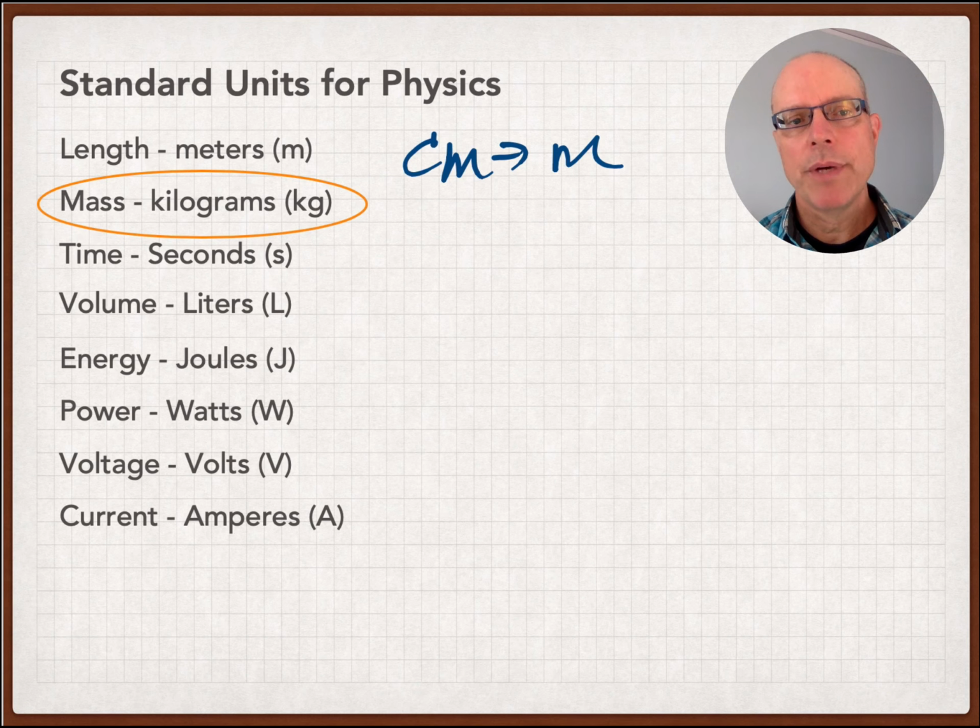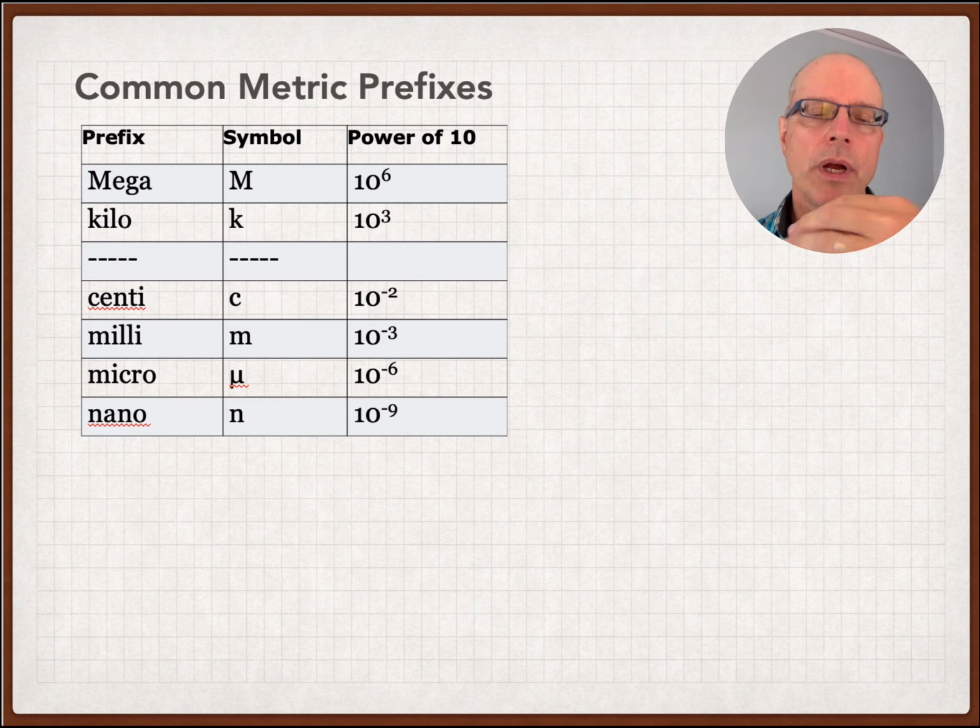Okay, so we'll show you a couple of examples, but before we do that, I want to introduce this table of metric prefixes. The table you're looking at right now is going to be something that you're given on every quiz or test, so you don't have to memorize it. But these are the 6 most common prefixes and the ones that we use a lot in doing our science.